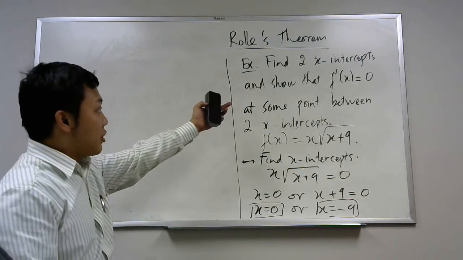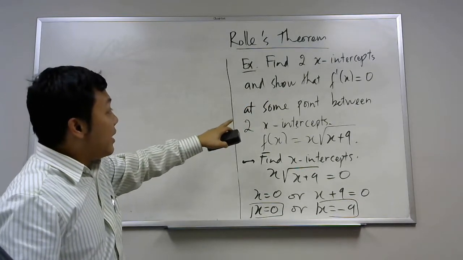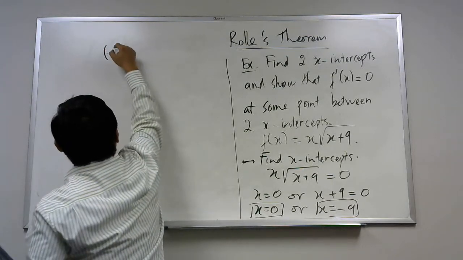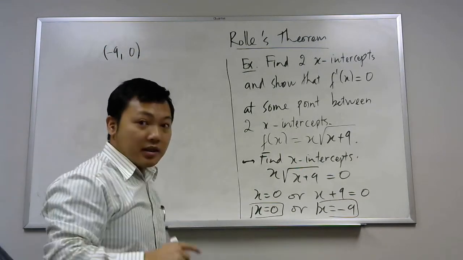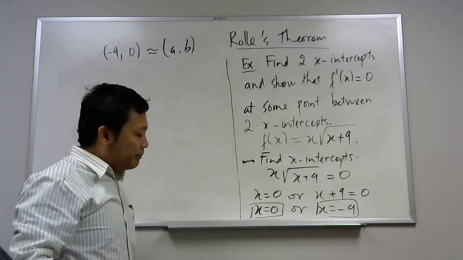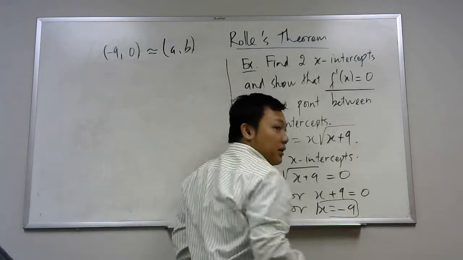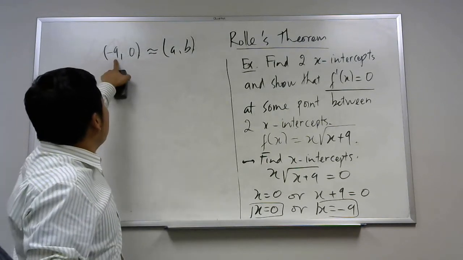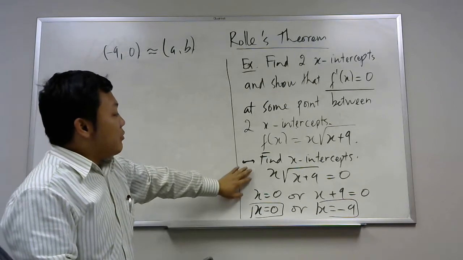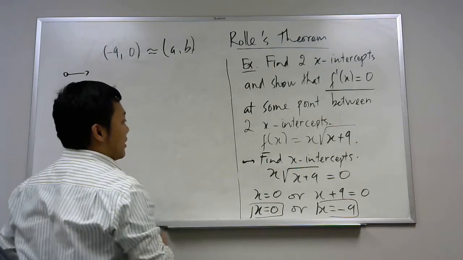And now they ask us to show that the equation derivative equal to 0 has a solution in between -9 and 0. So our interval is -9 and 0. That is our interval. I mean, it plays the roles of a and b, right? So we need to show that there is at least one critical point in between -9 and 0. So from here, once we find the x-intercepts, we move to the second step.